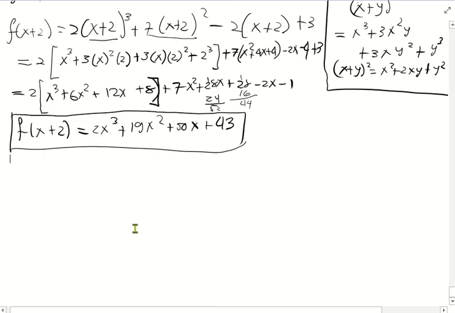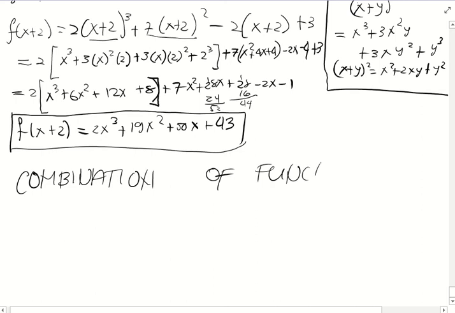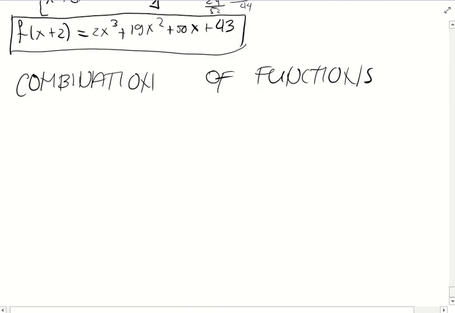So now, the next topic will be, now that you know how to evaluate, we can now combine functions. So this will be the next topic, combinations of functions. We will be discussing two types of combination. We only discuss two types. The first one is the arithmetic combination, arithmetic combinations of functions.